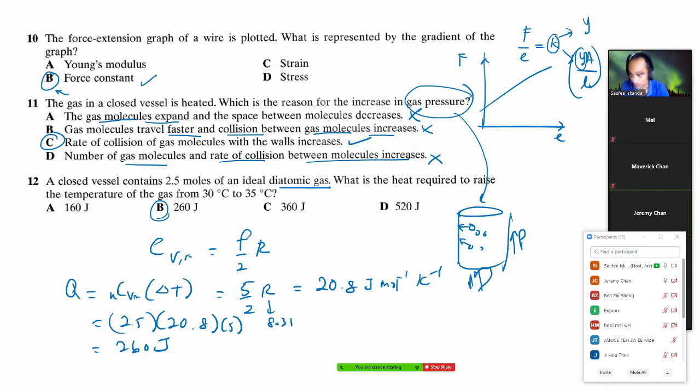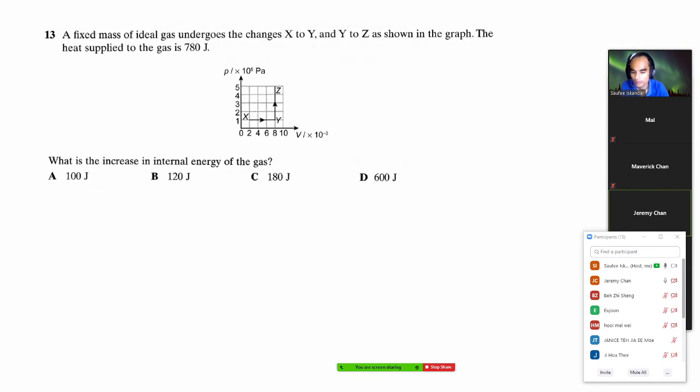Okay, number 13. A fixed mass of ideal gas undergoes X. So can I see number 12?